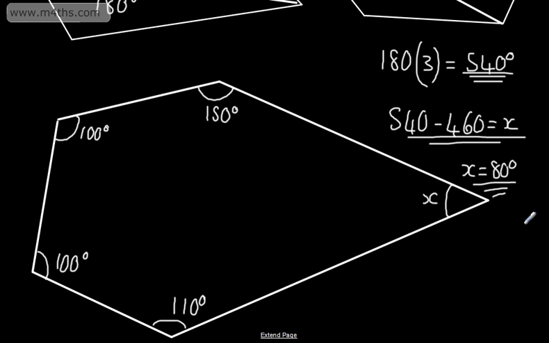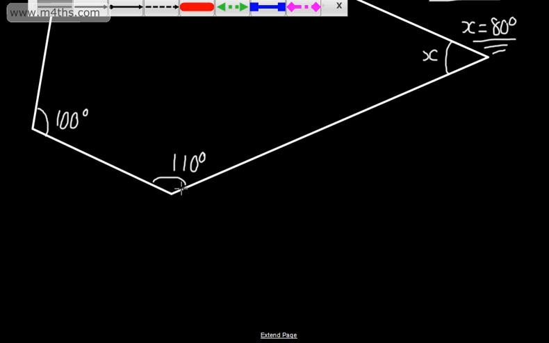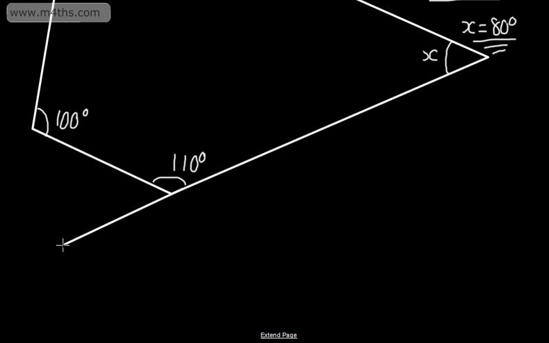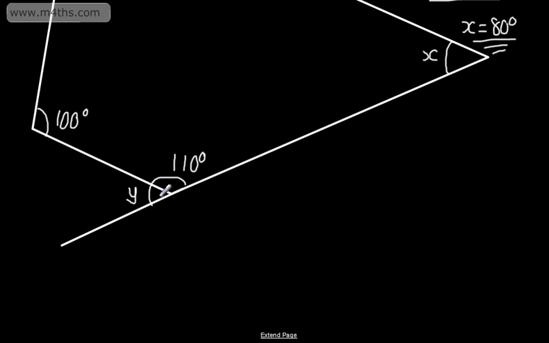This question might be extended. We might have, for example, let's say that continued right here. We might be asked to find the size of angle Y. So let's just go ahead and put that on. We'll say that angle Y is going to be just here. So this is angle Y. We've got the interior and the exterior. So we can say that Y plus 110 will be equal to 180 degrees. So we can see from here that Y would be 70 degrees. We're simply subtracting the 110 from 180.